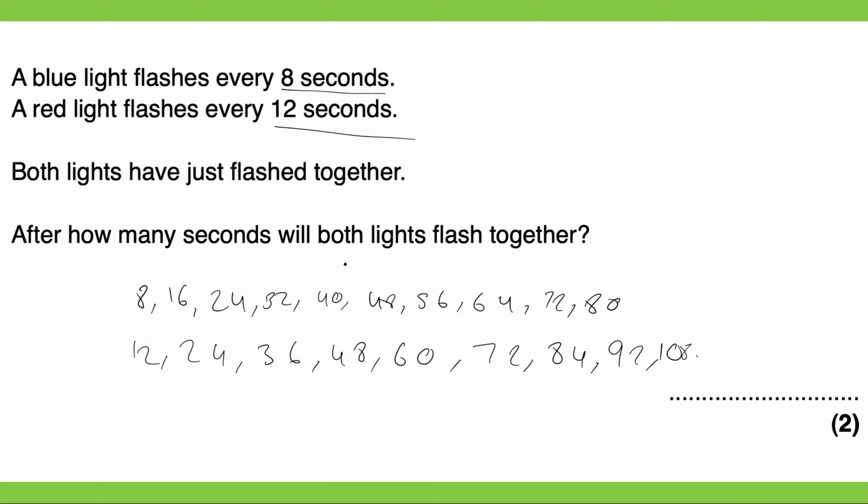Now we need to find out after how many seconds will both of them flash together. So we have to find out which number comes in both of these, and it's the lowest, so we have to find the first. So 8 no, 16 no, 24 yes, both of them have 24, so we would have our answer as 24 seconds, and that will give us 2 marks.